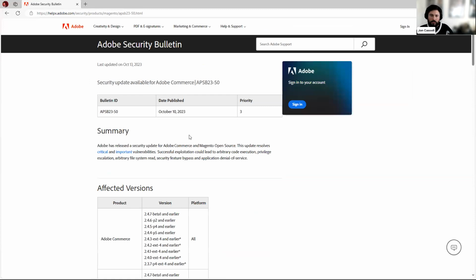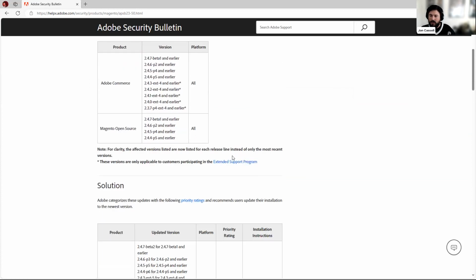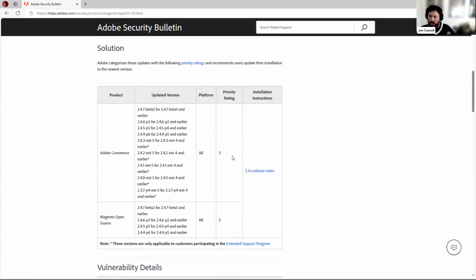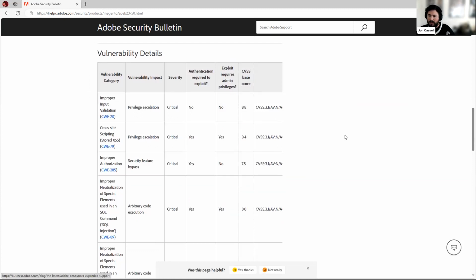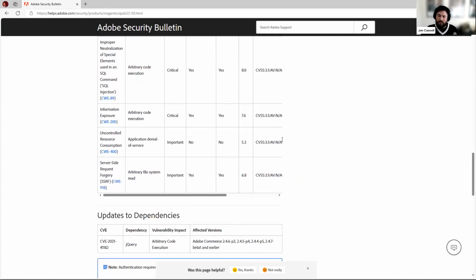And again, all three dropped on the same day. Also a lower priority of 3. Products affected, or platforms rather. All of them are affected by this particular advisory. This release, however, did have a lot of vulnerabilities, most of them rated as critical. In fact, 7 of the 9 were rated as critical, with only 2 important near the bottom.